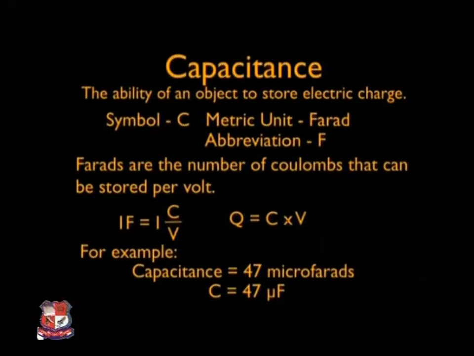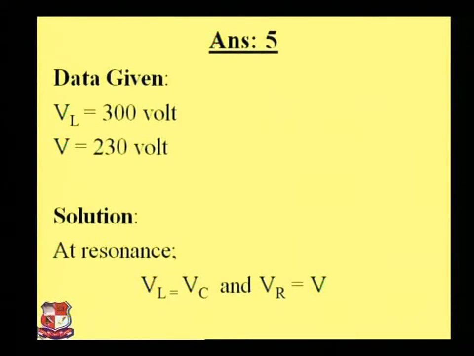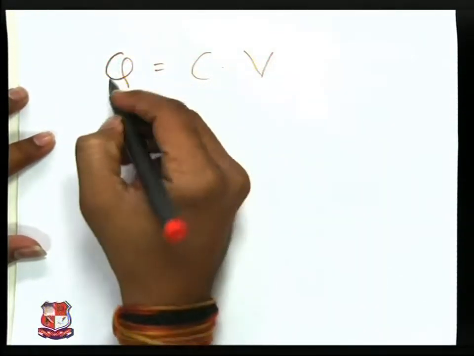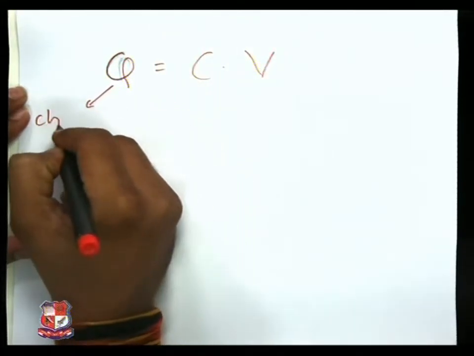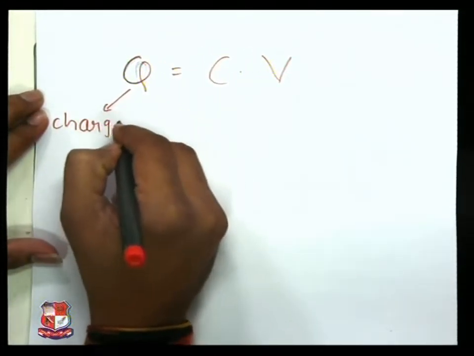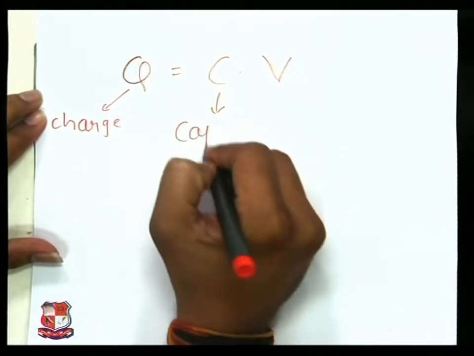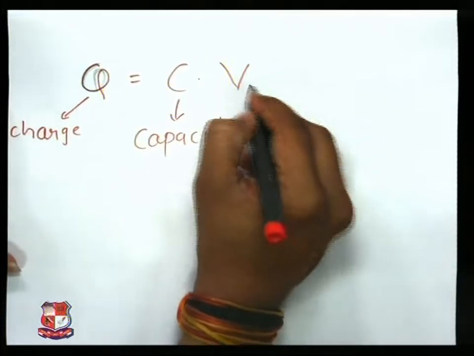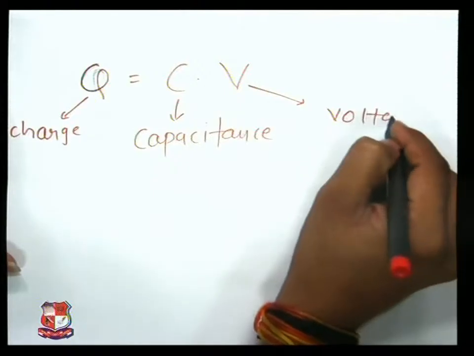And this is the equation we often use it in, the capacitor equation. Q, which is charge, is equal to the capacitance, C, times V. Q equals C times V, where Q is charge, C is just capacitance, and V is applied voltage.